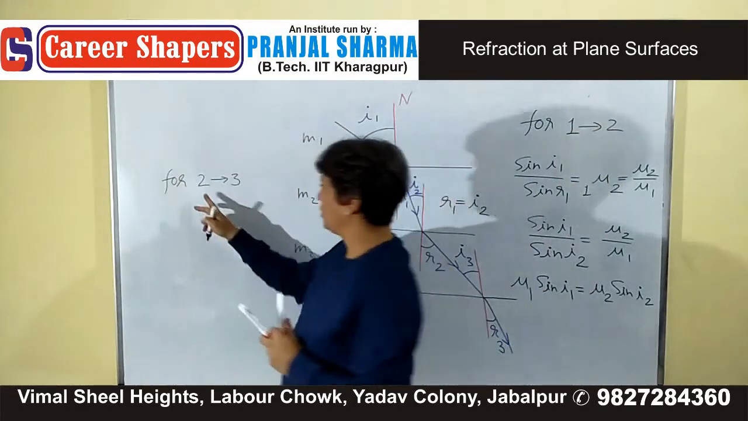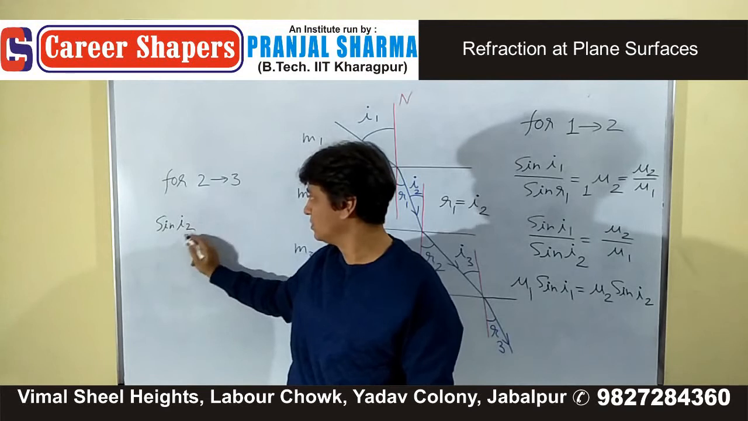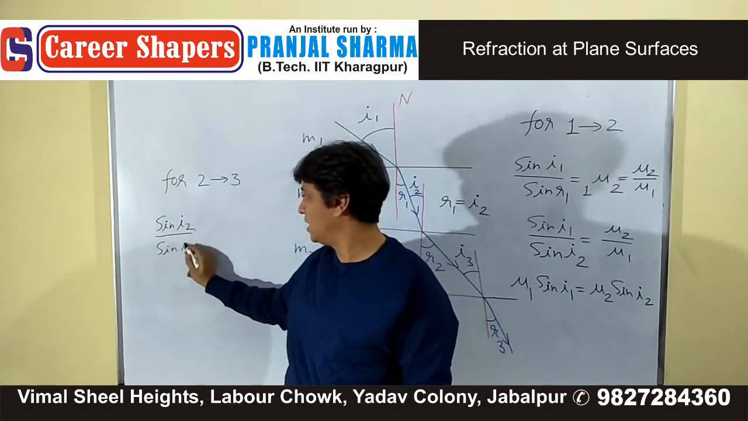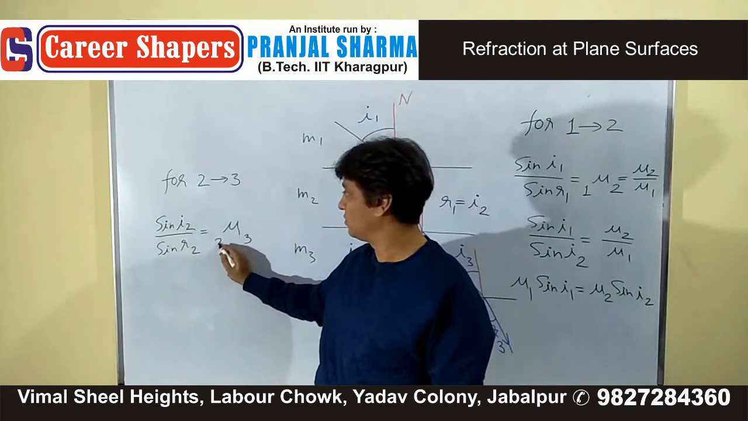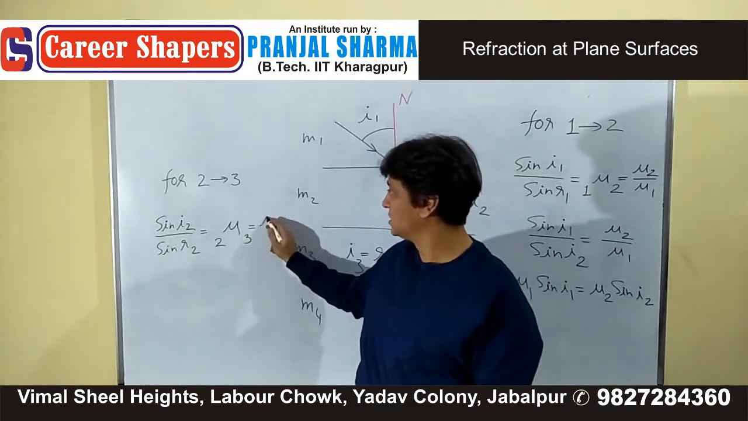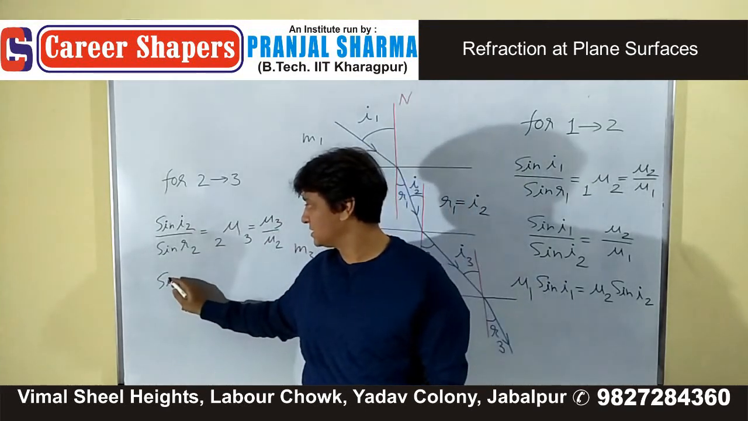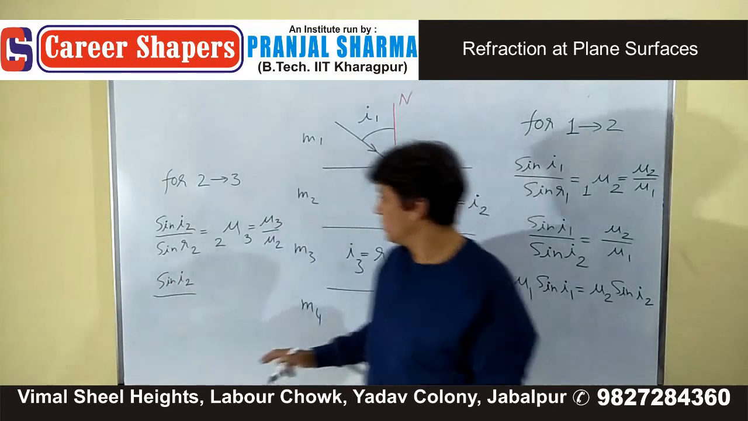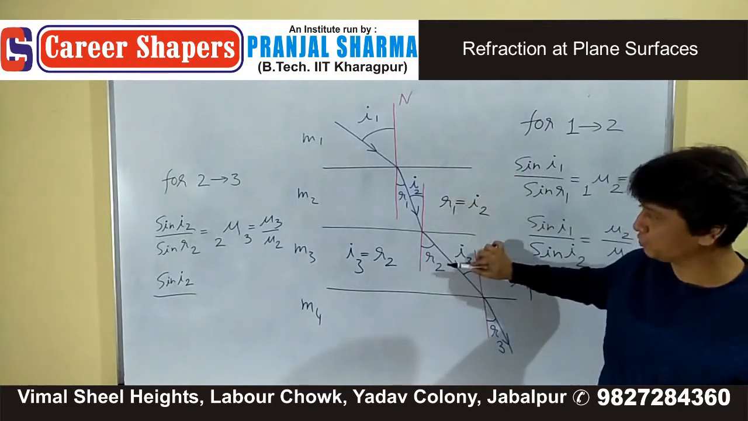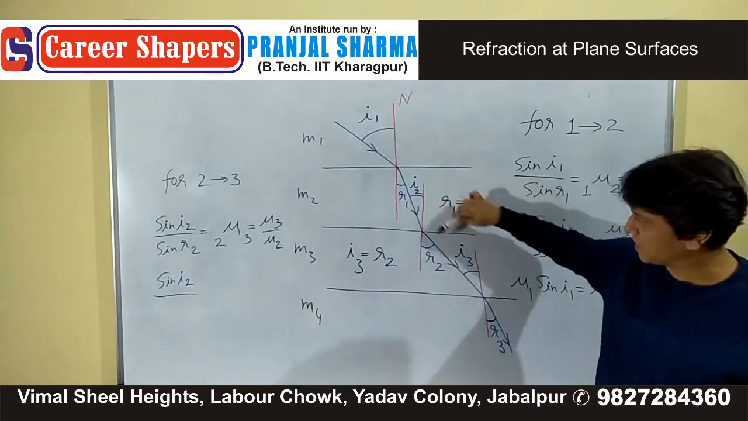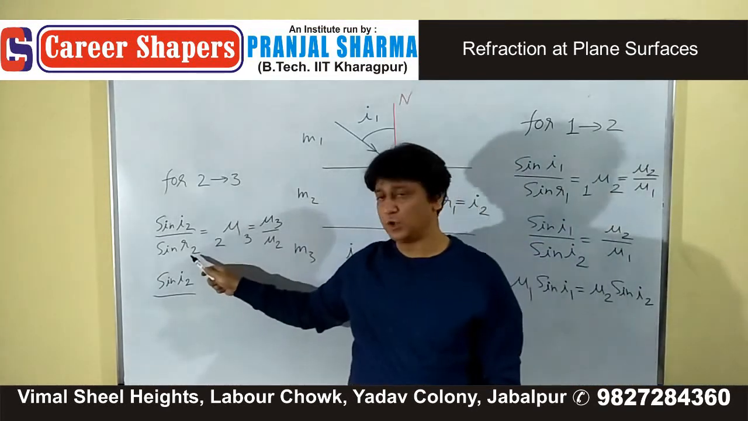1 to 2. For 2 to 3, you will be using Snell's law in this form. Sine I2 upon sine R2 is refractive index of 3 with respect to 2, which is mu3 divided by mu2. Now this sine I2, what happened? You're discussing refractive index when light moves from 2 into 3. This is incident ray, this is refracted ray. Snell's law is what? Sine I upon sine R. Sine I2 upon sine R2.